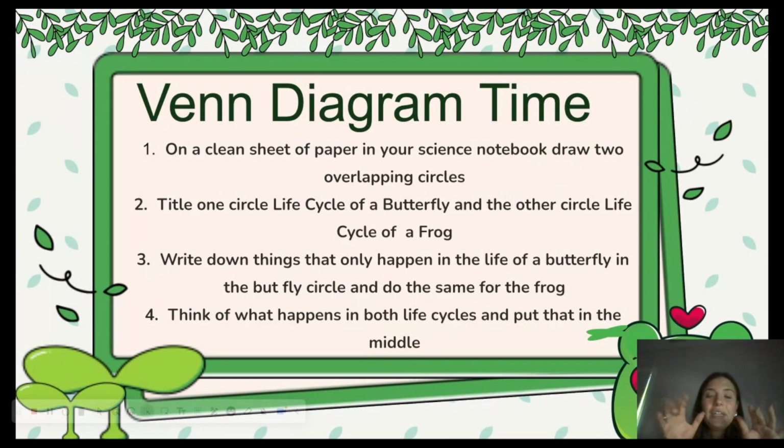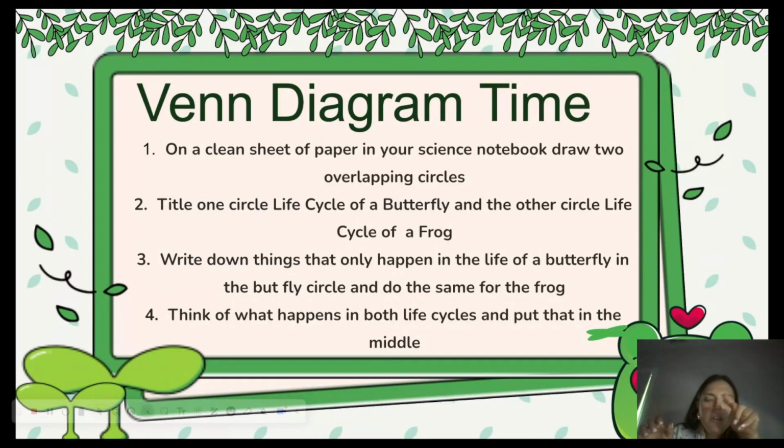It's Venn diagram time. So first thing we're going to do is we're going to take out a clean sheet of paper in our science notebook. You don't have to rip it out or anything. Just flip your page to a clean sheet. And then we're going to draw two overlapping circles, just like we talked about, to make our Venn diagram. You're going to title one circle, Life Cycle of a Butterfly. And then on the other side, you're going to title the second circle, Life Cycle of a Frog.